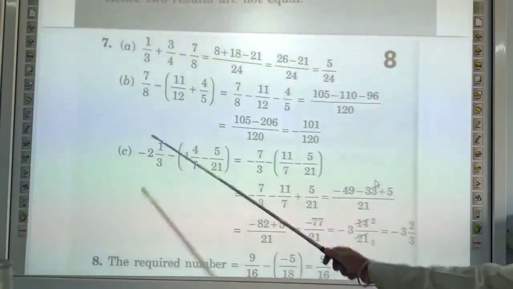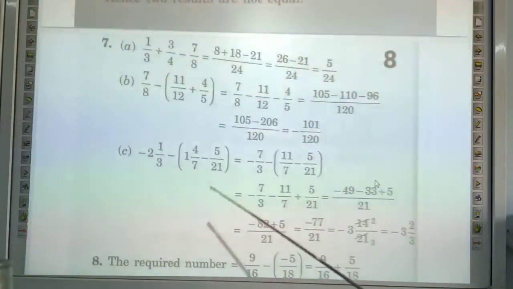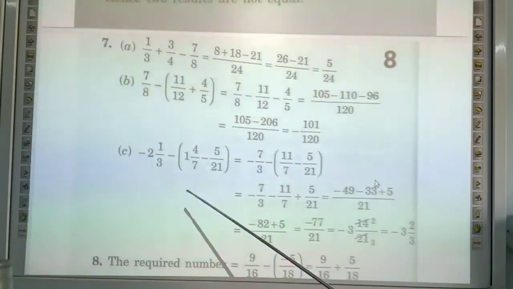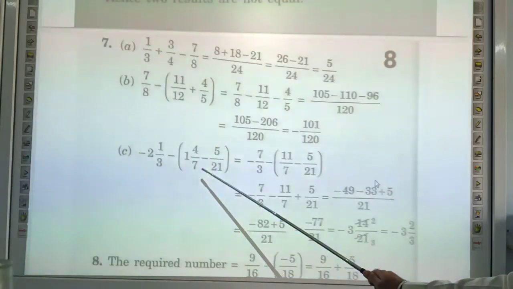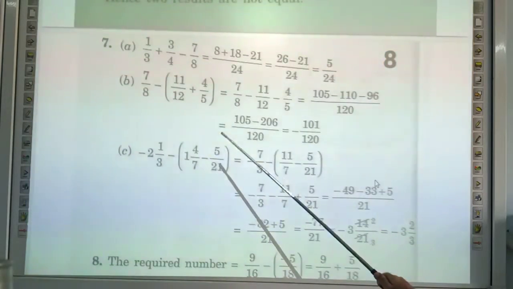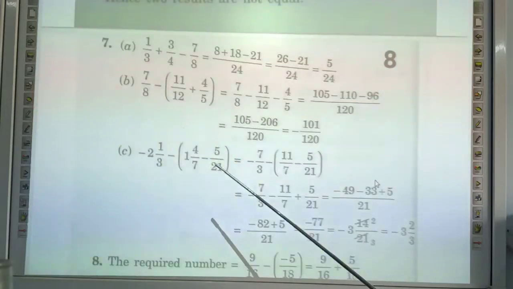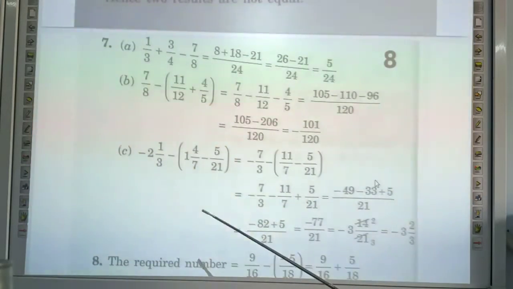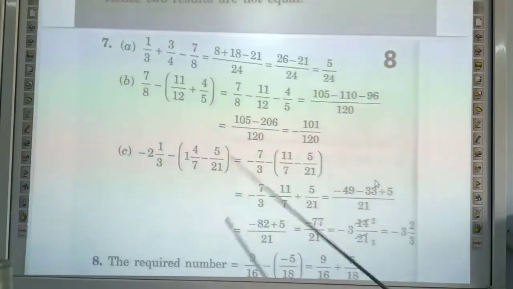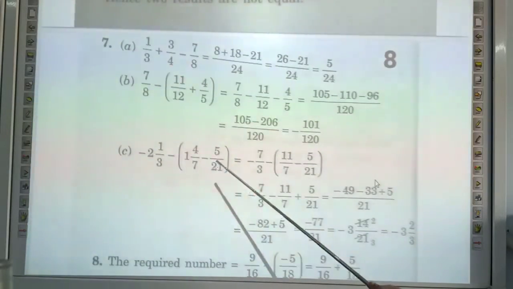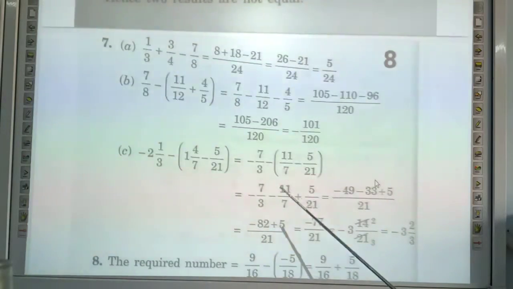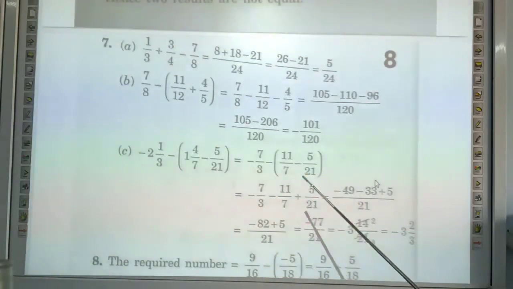3 times 6 and plus 1 is 7, so this will be 7 upon 3. Minus 3 times 6 plus 1, 7 upon 3 as it is. Same, 1 times 7 plus 4 is 11, upon 7. The denominator will remain as it is. And in the same way, minus 5 upon 21 is already in the form of a proper fraction. And after this, now we will solve it completely.